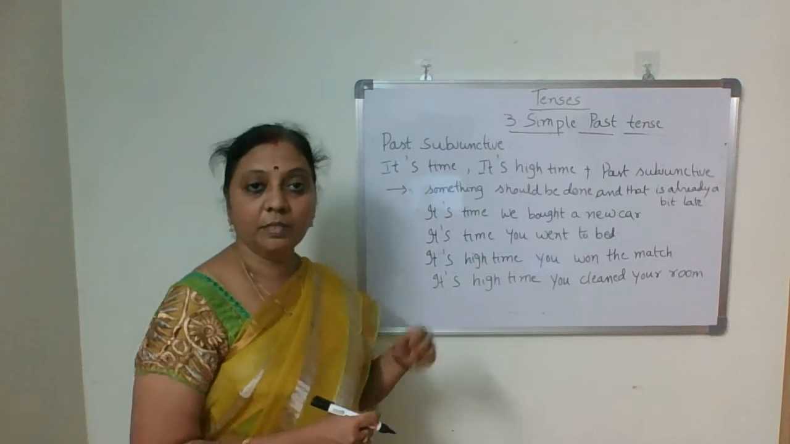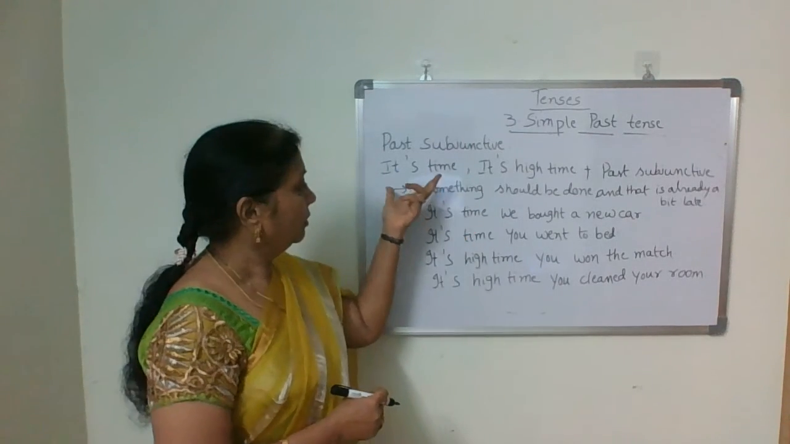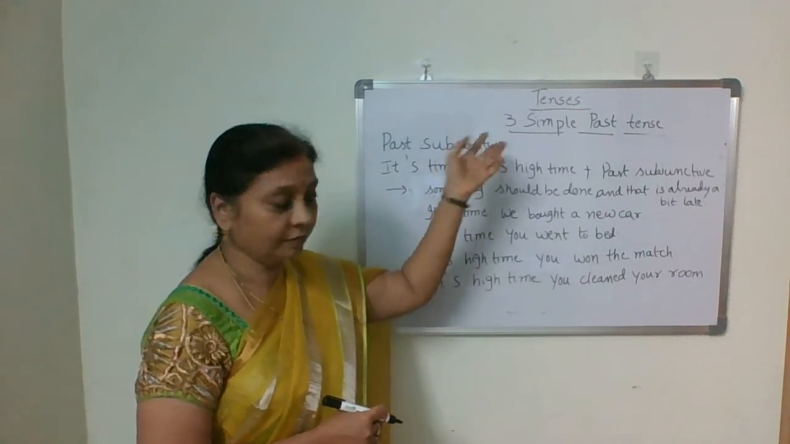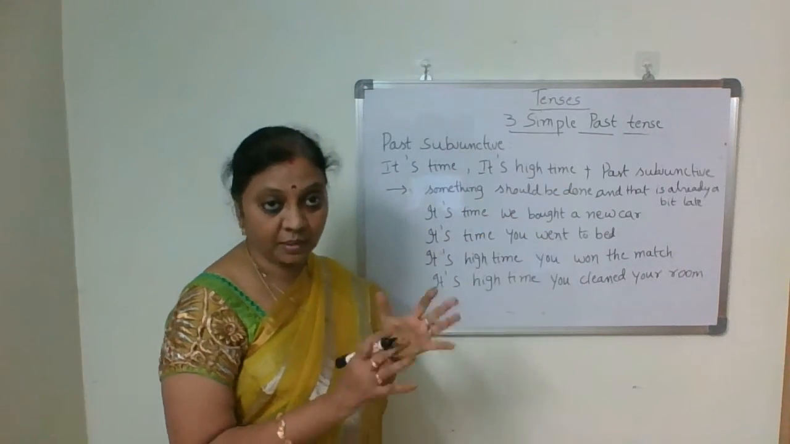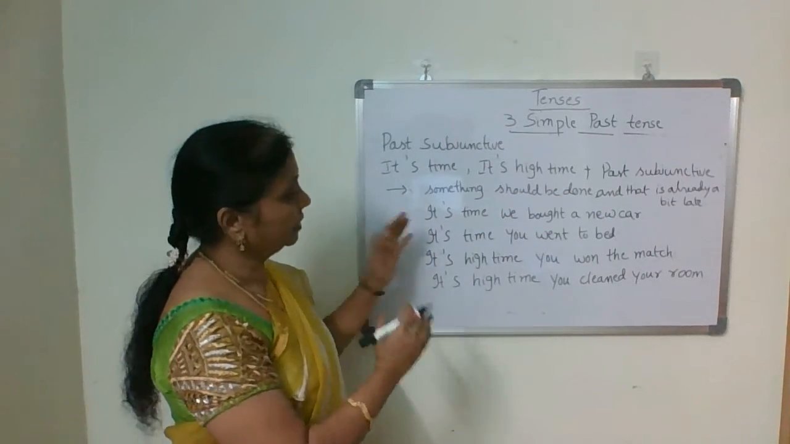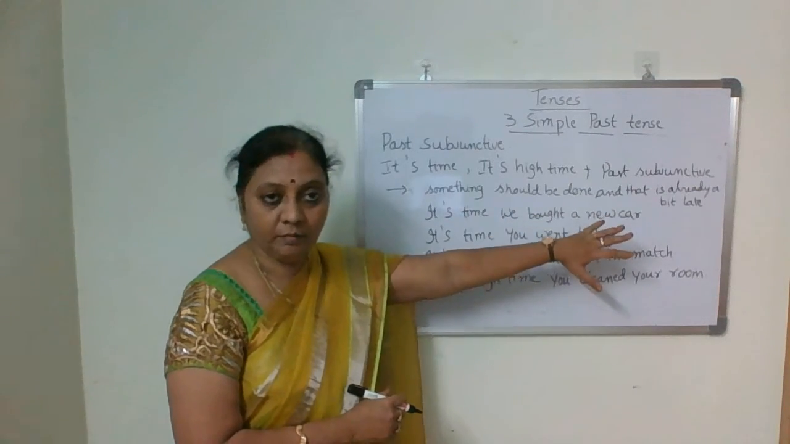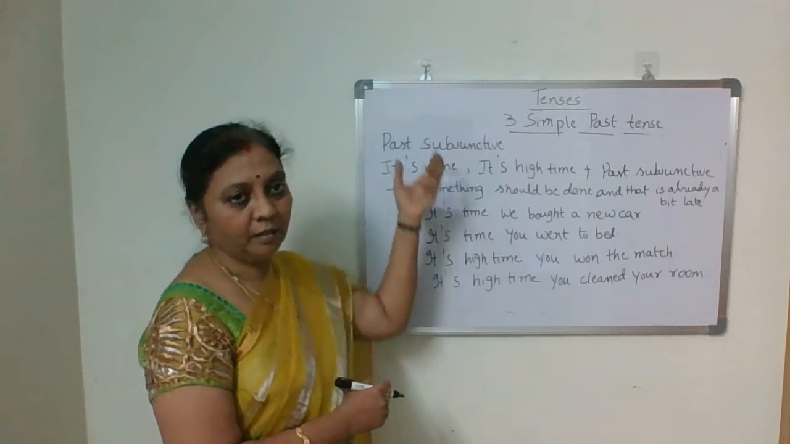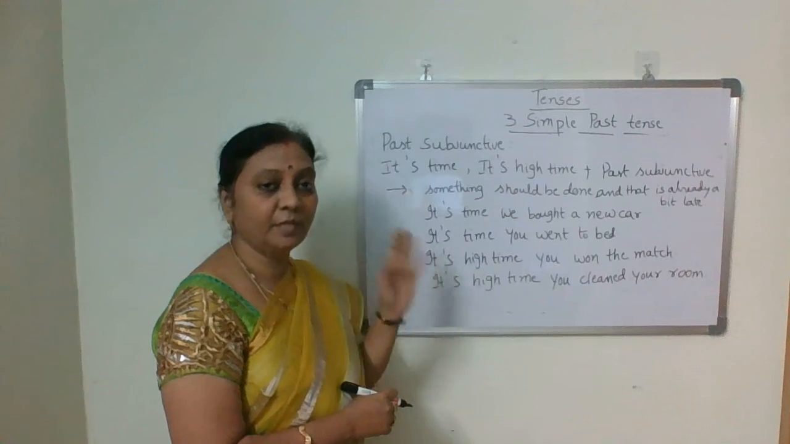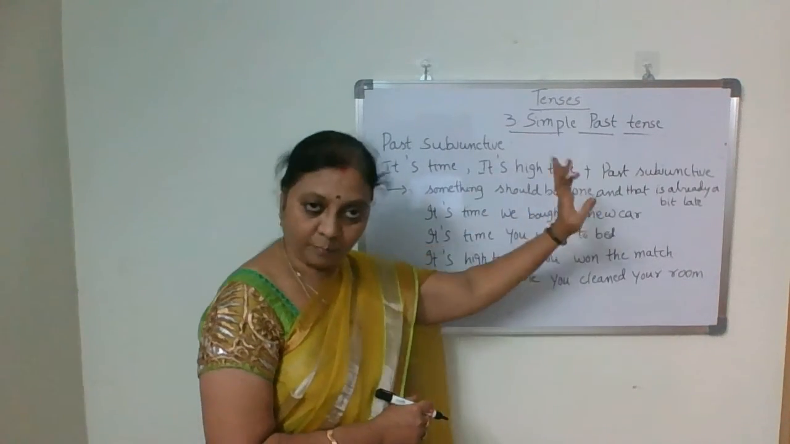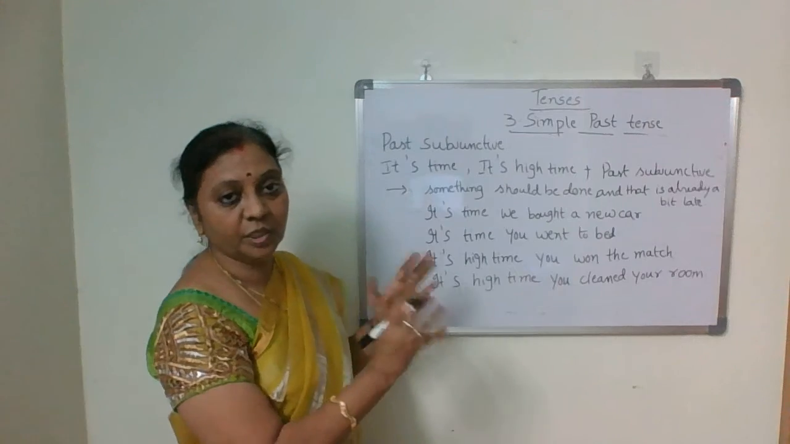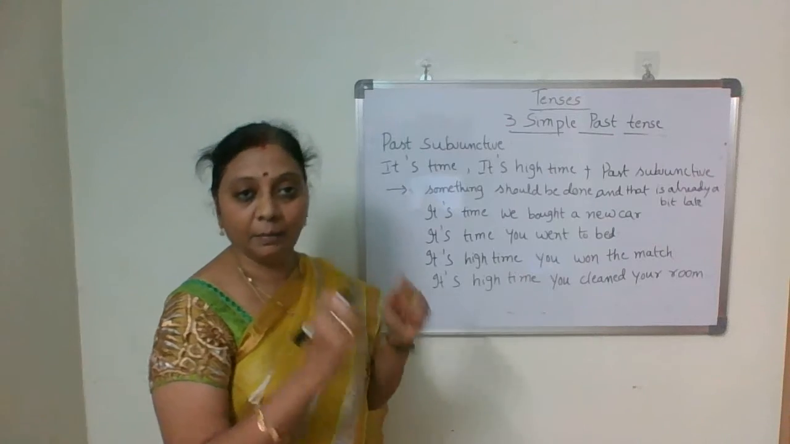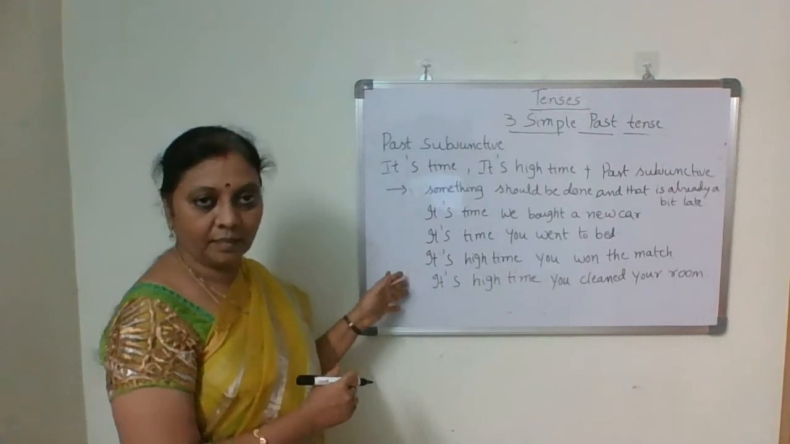It's time. Next one, past subjunctive only, but with it's time and it's high time. We use these expressions, and after that, if past subjunctive is there, what does it indicate? It indicates something should be done or something should have happened, but it's already a bit late. Okay, it's time, it's high time. These expressions plus past subjunctive indicate something should be done but it's already a bit late.